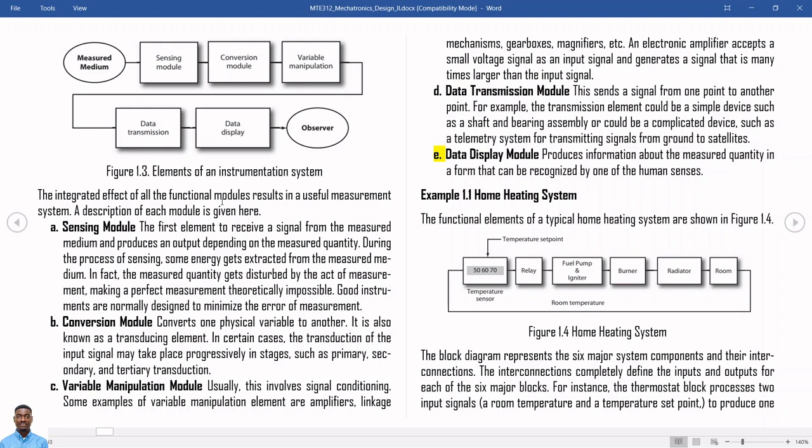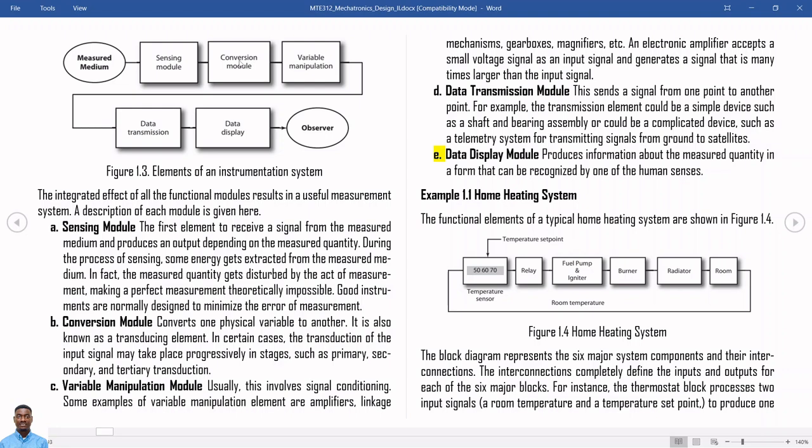So what the conversion module does is to convert one physical variable to another, and it is known as the transducing element or the transducer. So we have been talking about sensors and transducers. So this conversion module here is the transducing element. So the sensor senses, the transducer converts it into a signal that the system can process.